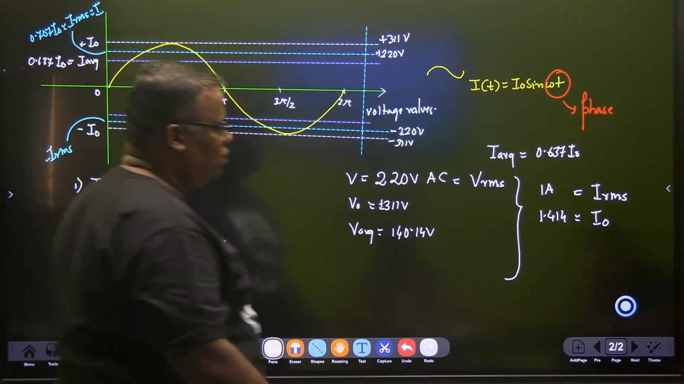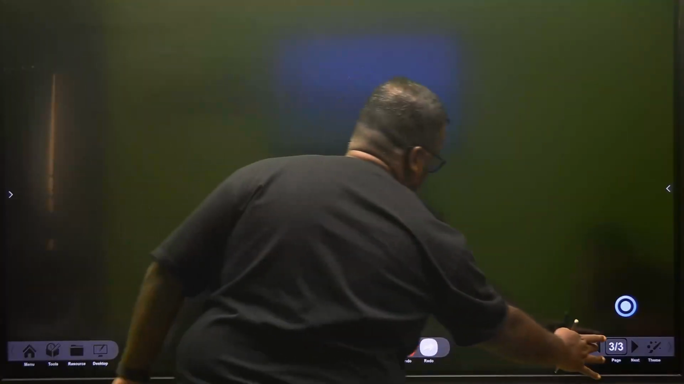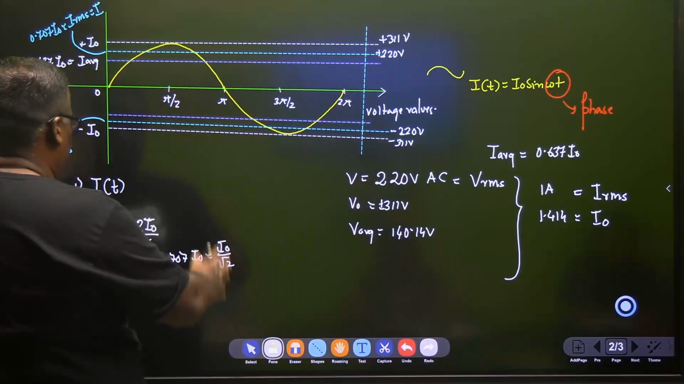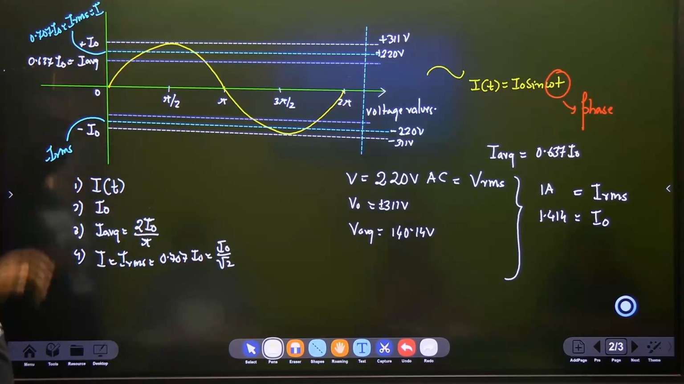So first, a list of formulas you can keep noted, which you will be needing when we do our numericals. So keep these formulas. Average is equal to 2 I naught by pi. RMS is equal to I naught by root 2. I naught is the peak value.